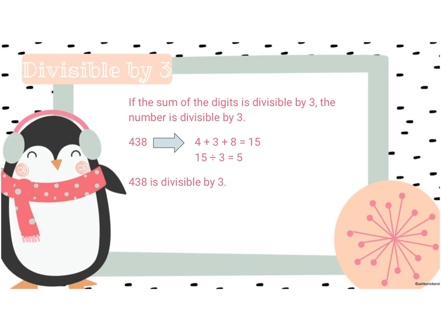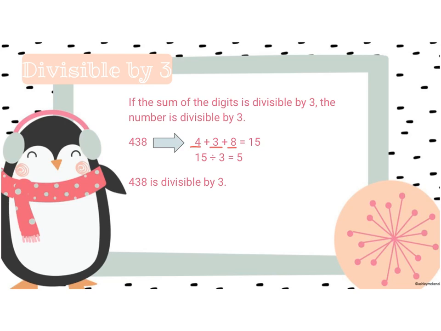Okay, let's look at 438. It breaks down 4 plus 3 plus 8. If you're still a little confused about what I'm doing when I say find the sum, you're breaking apart that number. You're taking the hundreds place, the tens place, and the ones place, and adding them all together. So that makes 15. Because 15 can be divided by 3 evenly, that means 438, even though it might not look like it, can be divided by 3 evenly.